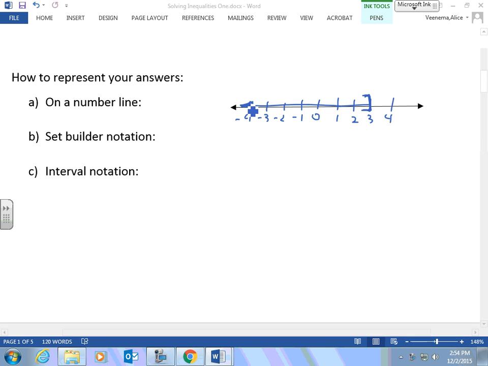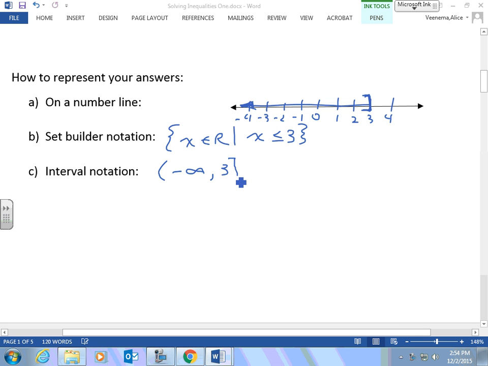The next method would be to use our set builder notation. We can say x is all real numbers such that x is less than or equal to 3. Or we could use our interval notation, where we're going from -infinity to 3 with a square bracket on the 3 because it can be equal to 3.